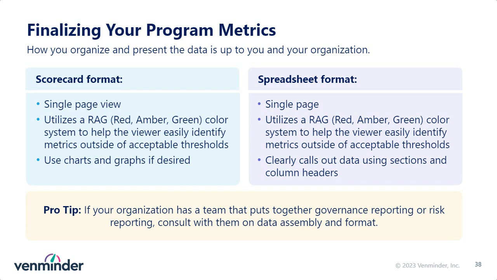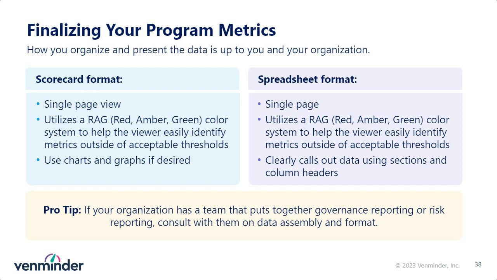So there are 2 ways to do this, basically. The one is a scorecard format, where you're putting it in a single page. Maybe you're using a color coding system, the red, amber, green. That can help the viewer quickly identify where things are beyond risk limits or at risk. And we can use a lot of cool charts and graphs if we want to do that. Some organizations really leverage more visual representations of data. But if your organization's not like that, you can still do it in a spreadsheet format.